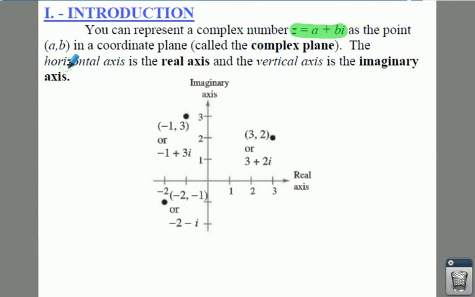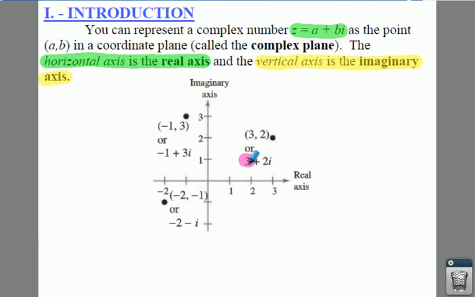Your horizontal axis is your real axis. So anything that is an a value, you're going to graph on your horizontal axis, your real axis. And your vertical axis is what we're going to call our imaginary axis.